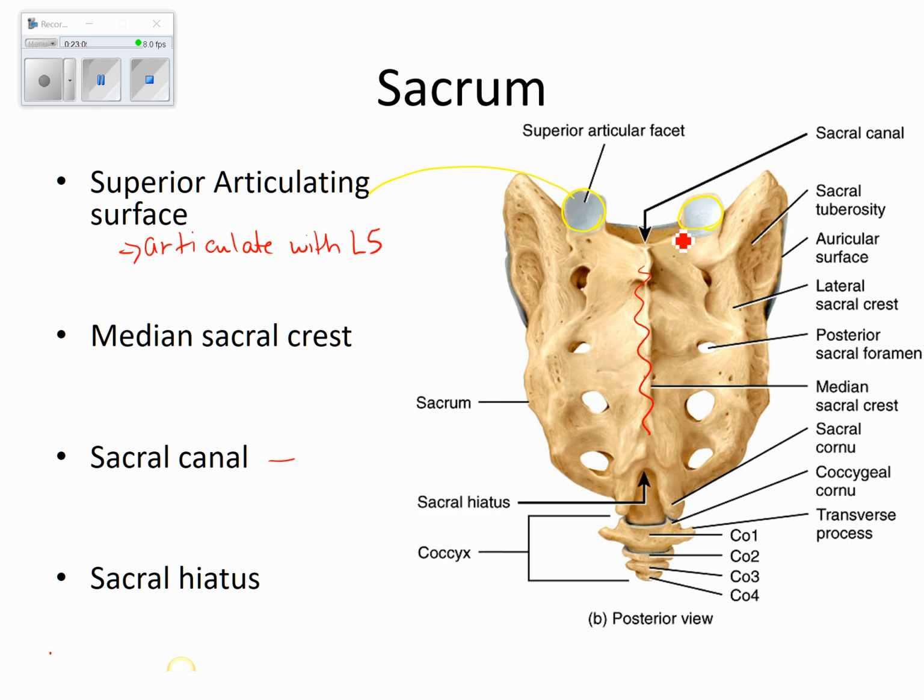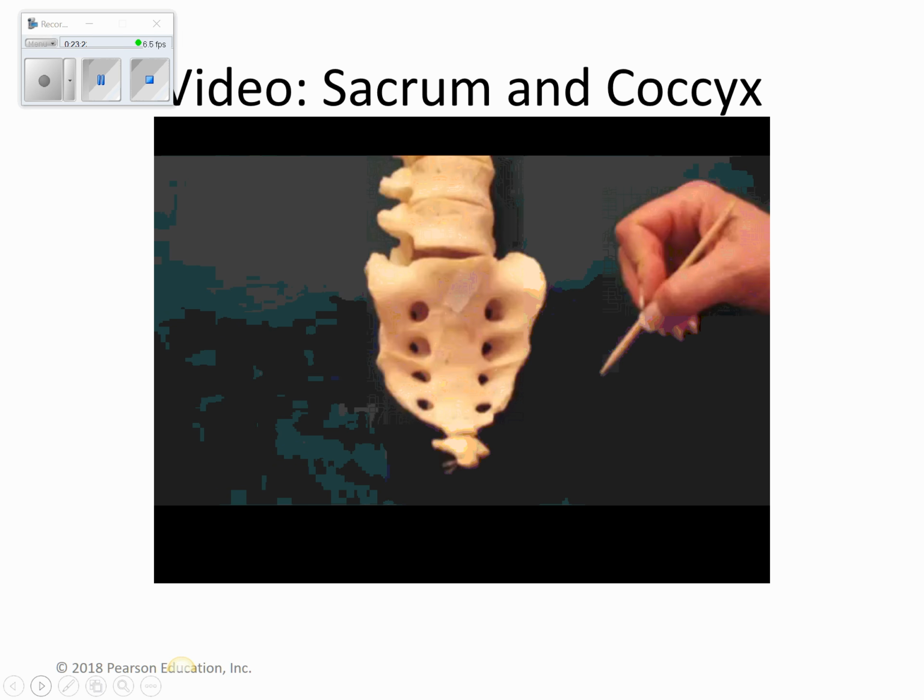The sacral canal is the opening at the top, and the sacral hiatus is the opening at the bottom. But that's just the proximal and distal openings. Again, once you have time, please go back into the video and play the video on the sacrum and the coccyx.